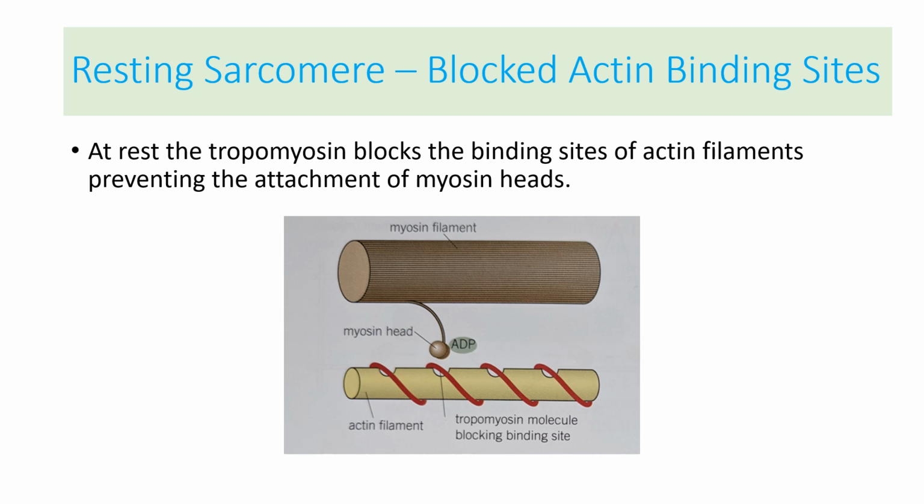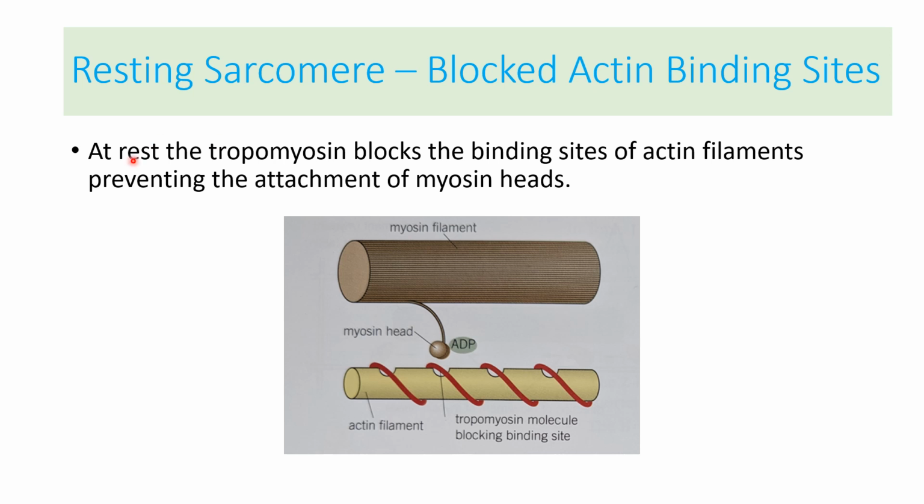When the sarcomere is resting, when it is not contracting, the actin has binding sites that are blocked. As you can see here, these little dimples in the actin are the binding sites. They are blocked by a molecule called tropomyosin, and that prevents the attachment of the myosin heads of the thick filament to the actin receptor site. That blockage has to be removed if we want to cause the contraction of the muscle filament.